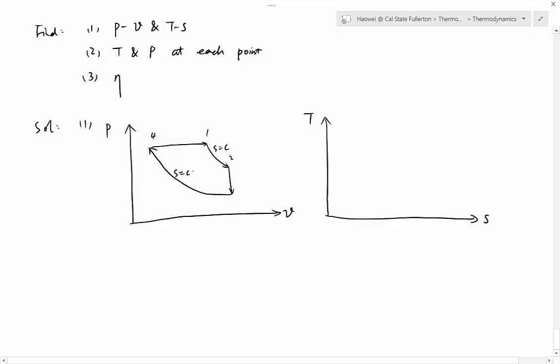And then again, on the T versus S diagram, everything's still the same. 421, constant pressure. 122, isentropic. 223, constant volume. And 324, isentropic. So this is the diagram. It's exactly the same as what we did earlier, and nothing changes since there's no phase change.